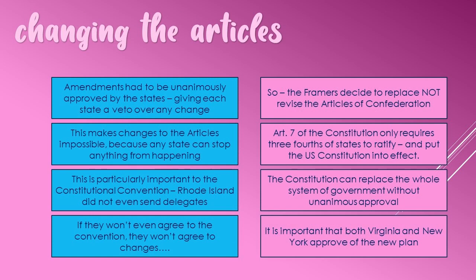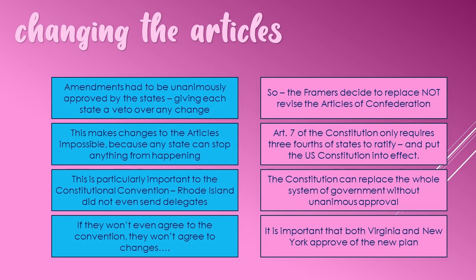All right, so remember where I said that amendments had to be unanimous. That's a huge deal. That means that any state could veto any change to the Articles at all, which basically means that it's impossible to change the Articles of Confederation. When they finally have a Constitutional Convention, Rhode Island refuses to even send a person to talk about it. So we already know right there, Rhode Island doesn't even agree with the idea of changing it, so none of the changes are going to get passed.